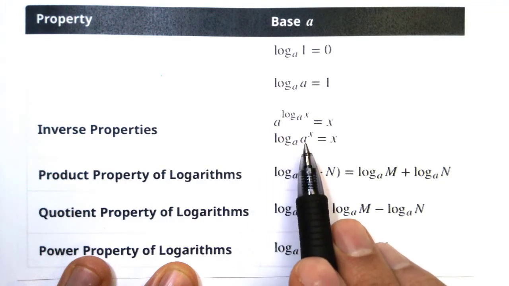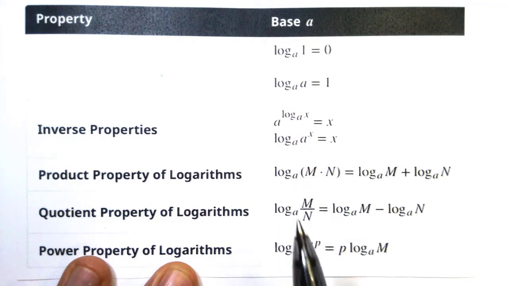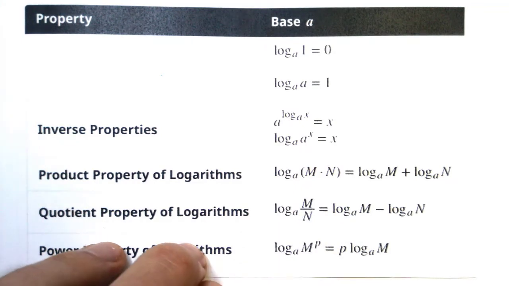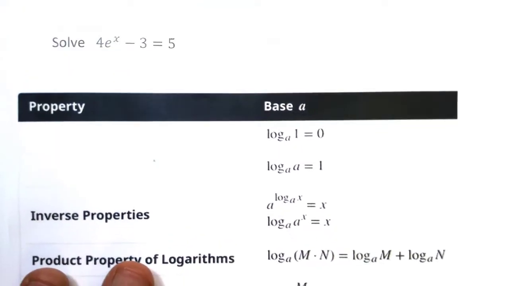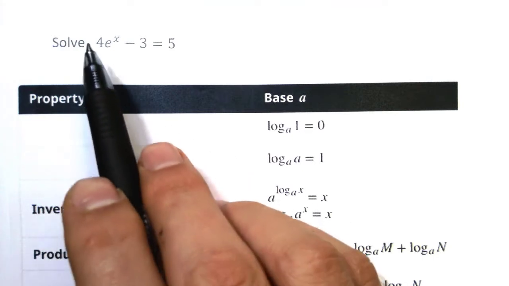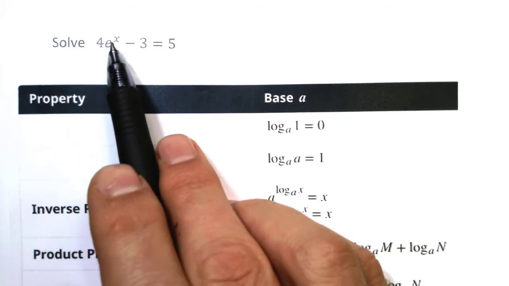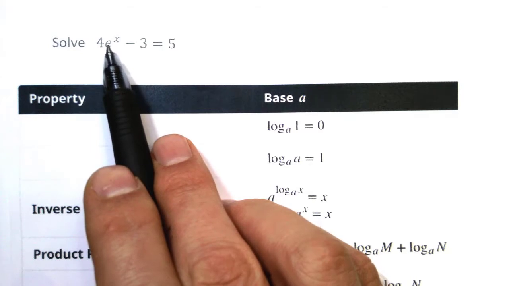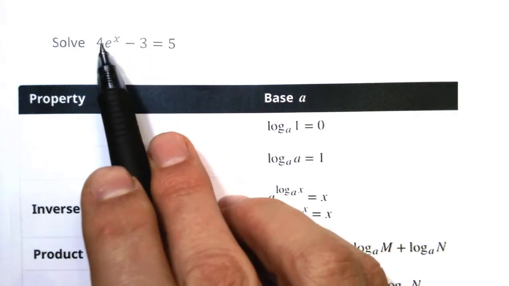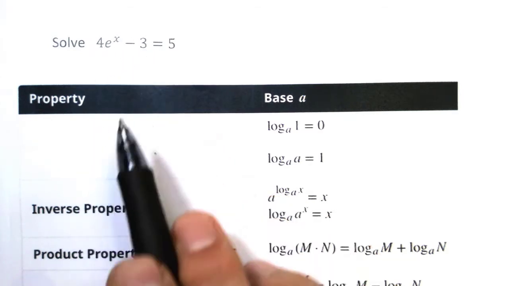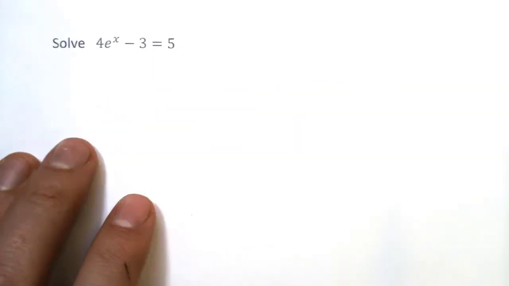Now, it's very important that the bases match, but this is the property that we're going to want to use here. All right, well, before we can use that property, note we have to get the expression that we want to apply the logarithm to in this form. So we're going to want to get it just looking like a to the x. Right now we have a to the x, a is e, but we also have some other crud over here. We got a 4 and a minus 3. So let's take care of that. Let's get rid of those so that we can apply this inverse property.